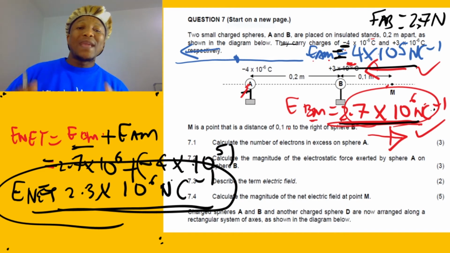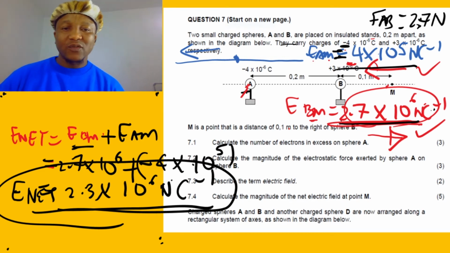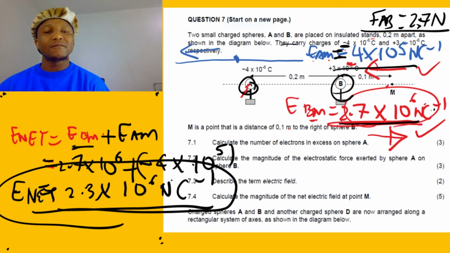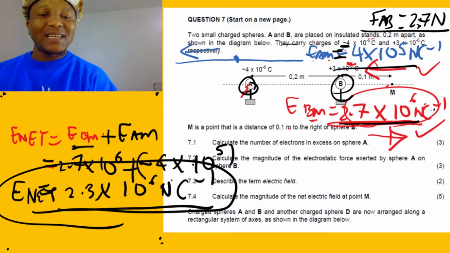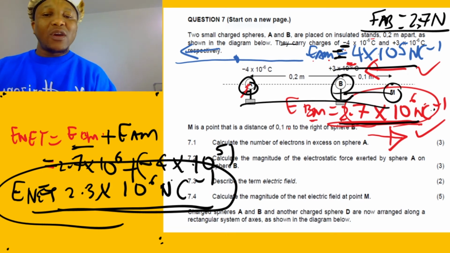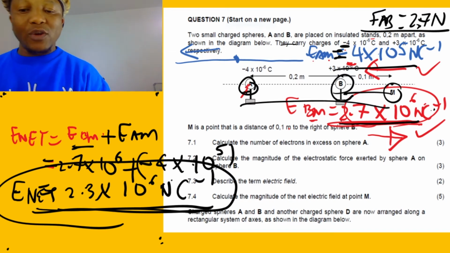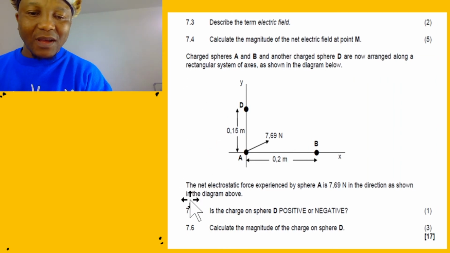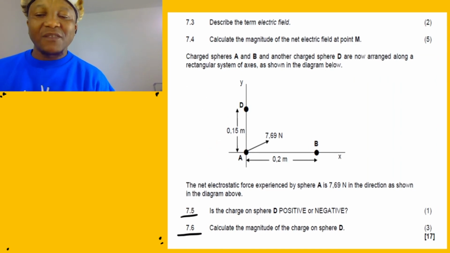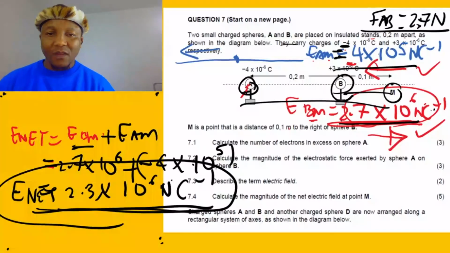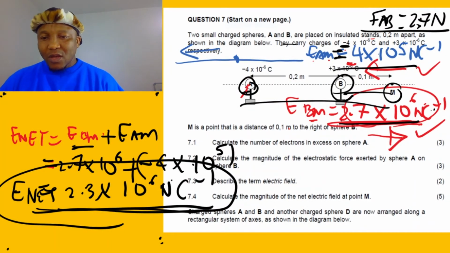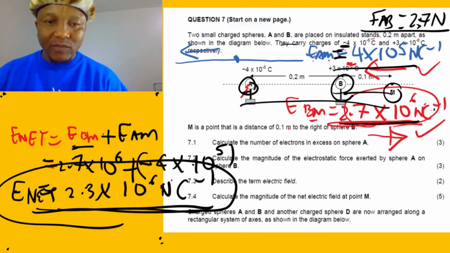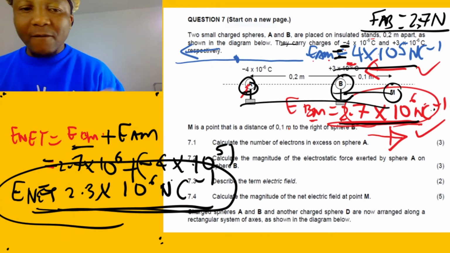So we have our net electric field already. Now let's go to the next one. We now know the electrostatic force between A and B is 2.7, and the net electric field from M to A and B we already have. We're not done with the question now. We're going to go to this one right here and finish up 7.3, 7.5 and 7.6. If you come here carefully, let me show you something here. Let me go back a little bit. Very, very important.